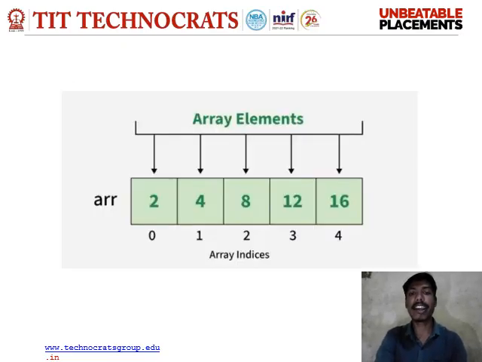It is the diagram of array elements. Arrays start from index 0 and go up to the size of the array minus 1. Here the length of the array is 5, so the index goes from 0 to 4: 0, 1, 2, 3 and 4. The name of the array is arr, and the elements located at the indexes are 2, 4, 8, 12 and 16. These are the array elements.